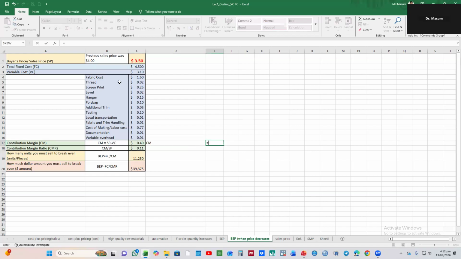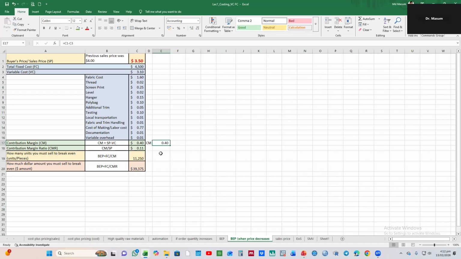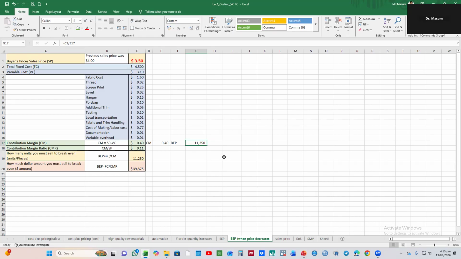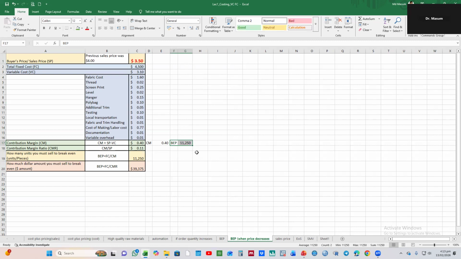Your contribution margin is sales minus variable cost. Your variable cost remains the same because the take back is the same, and he is offering 3.5. So now your contribution margin is 0.4. What will be your break-even point? Your break-even point will be fixed cost divided by contribution margin. So the order must be at least 11,250 units. If he buys 11,250 units, you can offer $3.5 because it will be break even. There will be no profit, no loss scenario.